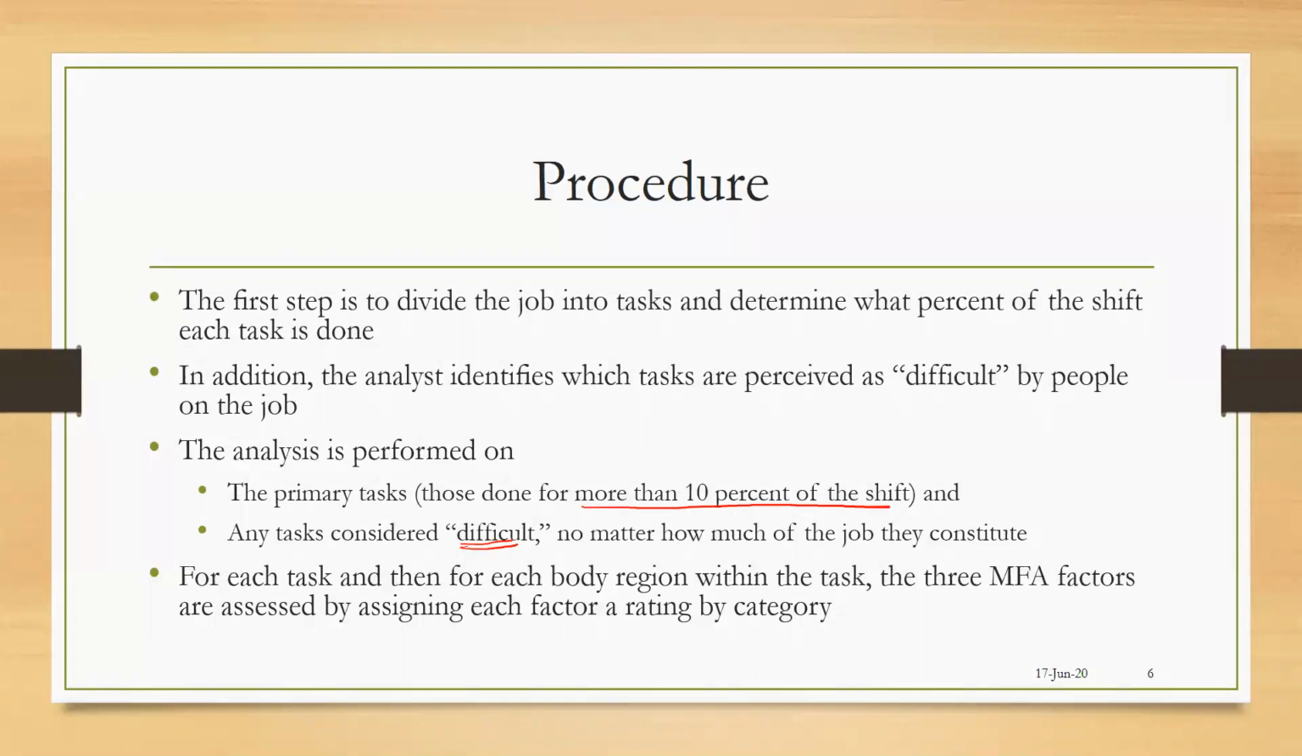So once the task has been selected based on either of these two criteria, then for each body region within the task, the 3 MFA factors are assessed by assigning each factor a rating by category. So for each body region, we will see which body regions are there. We have 3 factors, so we assign a score for each factor. So we receive a 3-digit score for each body region. And then we convert that score into priority for change.